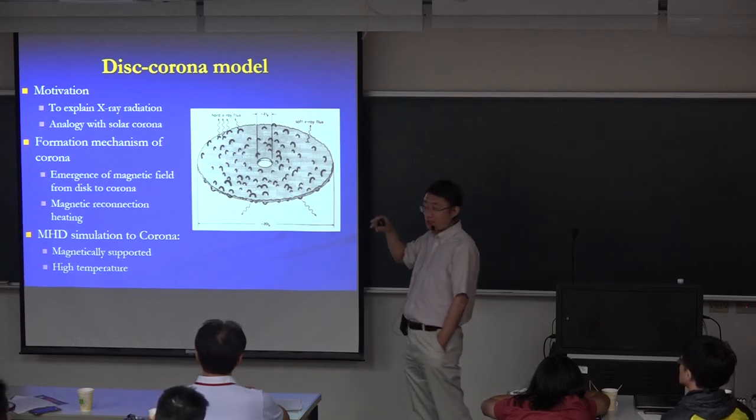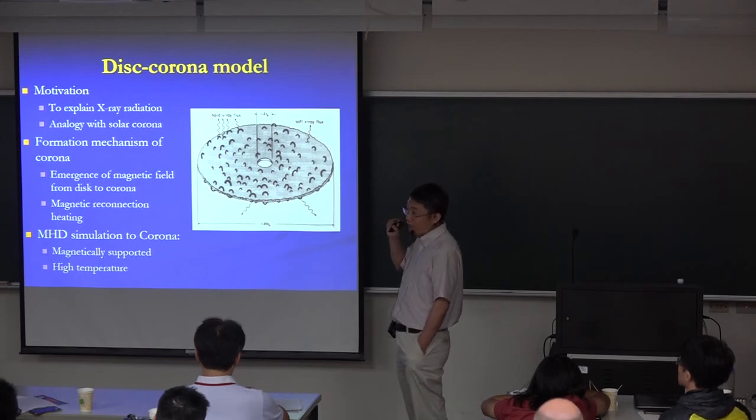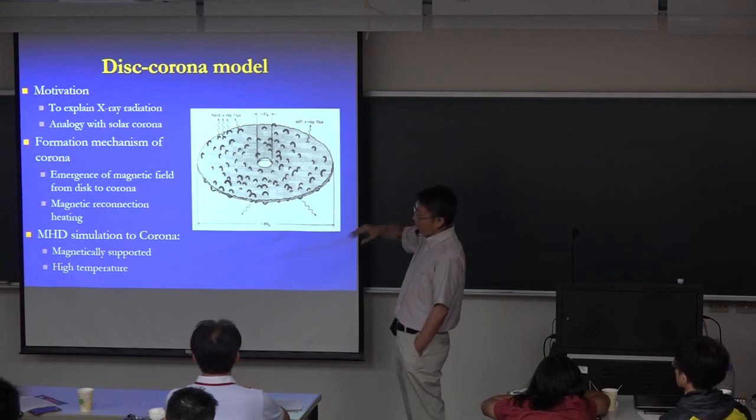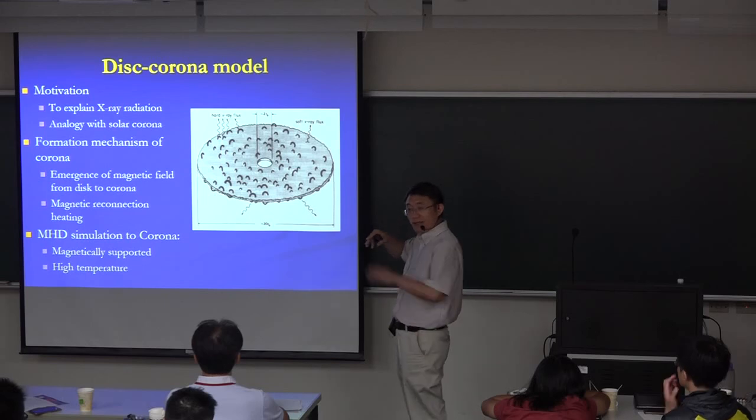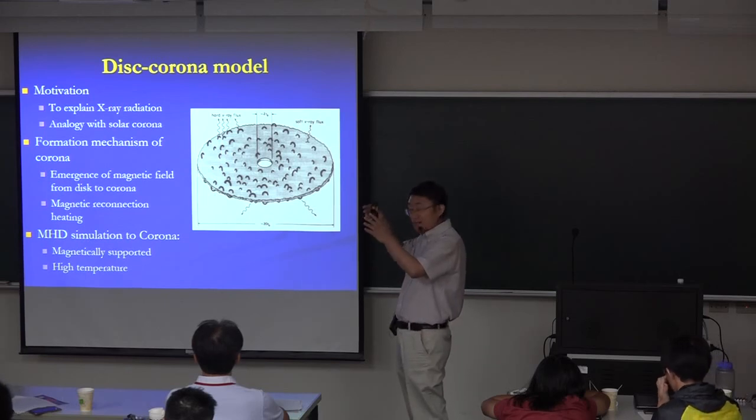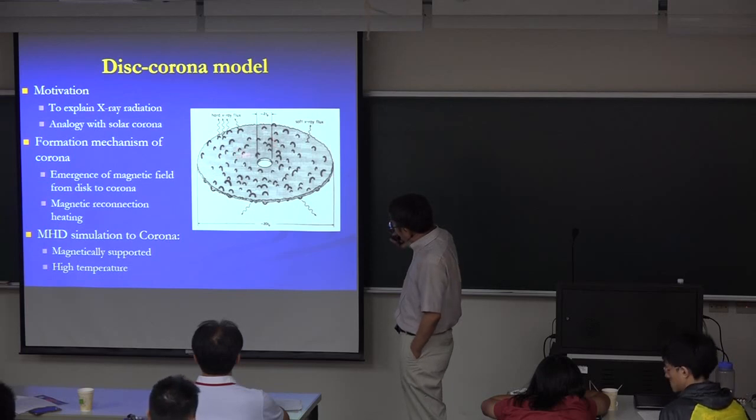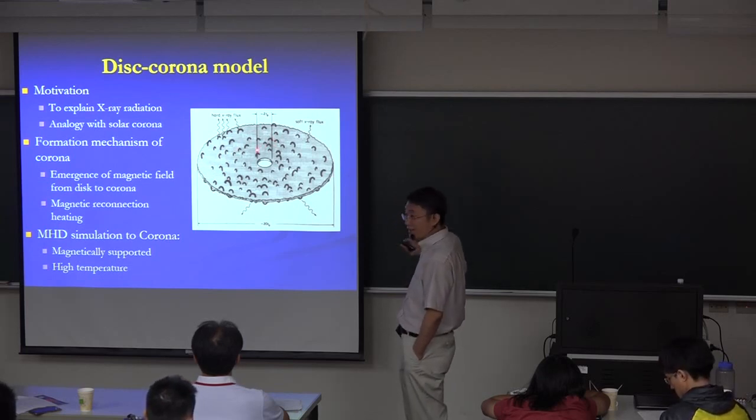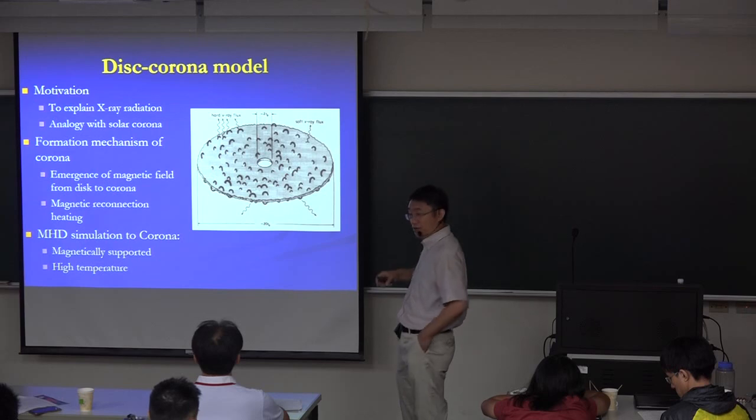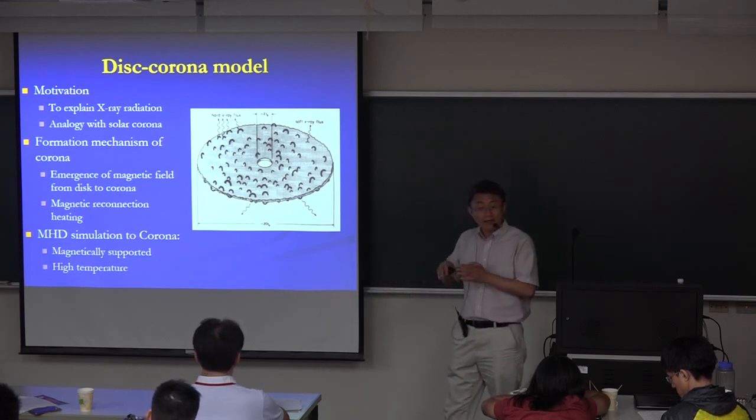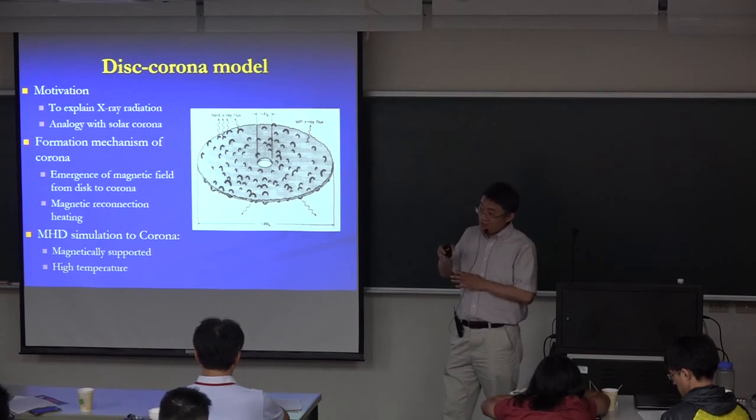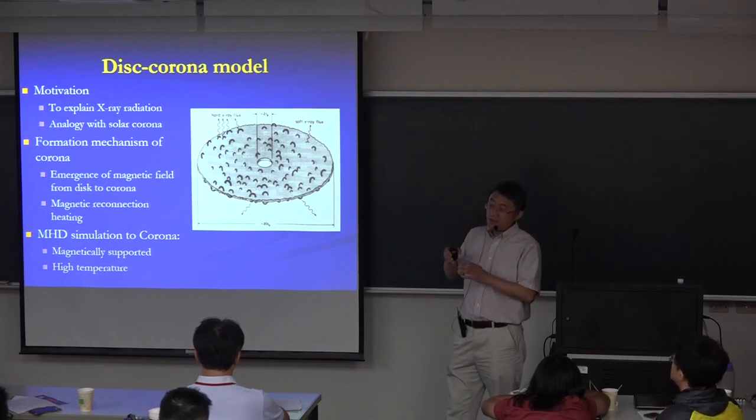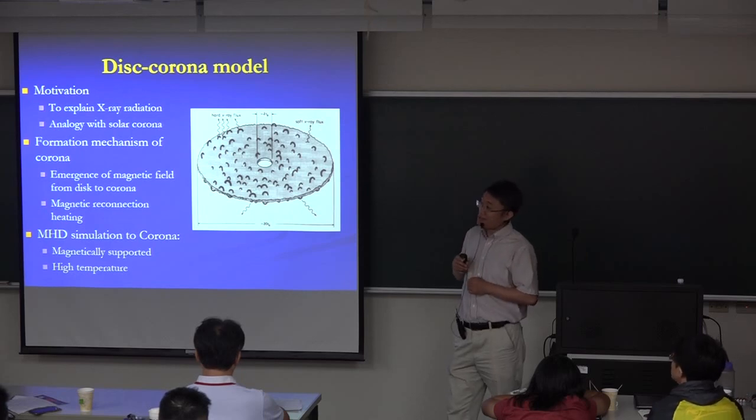This magnetic tube will have a buoyant force. This means the magnetic tube will emerge from the accretion disk into the corona region. Once this magnetic field emerges, the magnetic field lines above the accretion disk become quite strong. Also, because the accretion disk is quite turbulent, you can imagine the magnetic field lines above the disk will also become turbulent. The consequence is that we will have very strong magnetic reconnection.